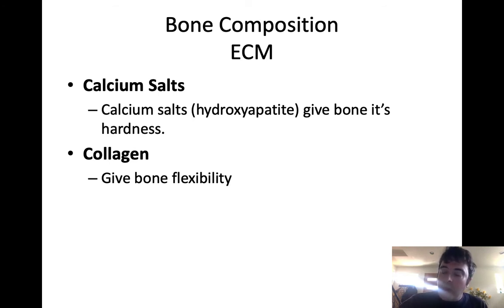So when you think about the chemical composition of bone in both compact bone connective tissue and spongy bone connective tissue, you have organic and inorganic components. The organic components are cells, fibers, ground substance, but I really want you paying attention to collagen, right? Collagen is a protein that provides tensile strength and gives the bone a little bit of flexibility. Calcium salts are the inorganic components that make bone hard.